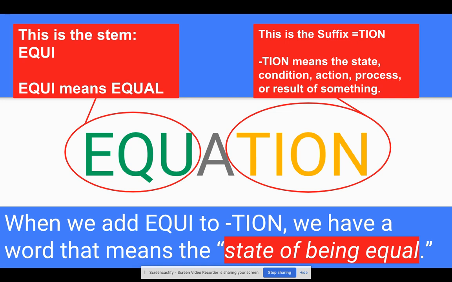So when you're completing an equation, you have those two sides to the equation, right? You have the tasks that you're supposed to perform, and then you have the equal sign, and then you have whatever the product is. And so an equation actually represents the state of being equal because you have to have each side of the equation match the other.